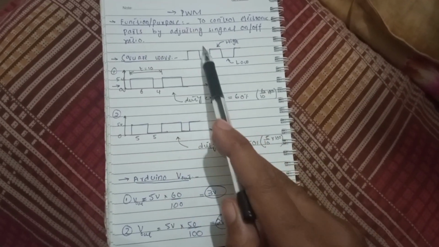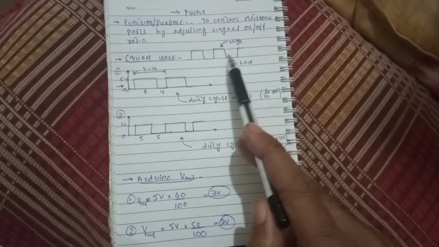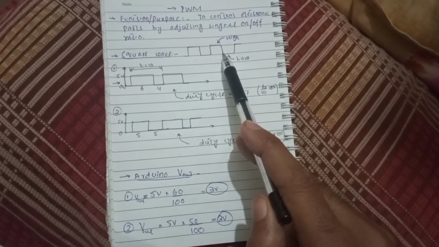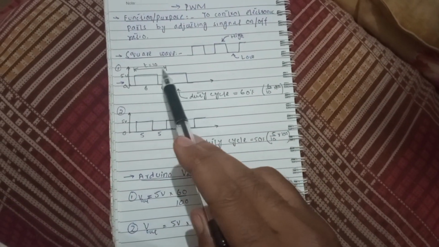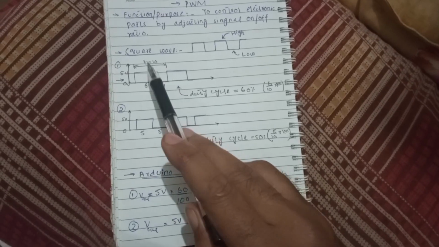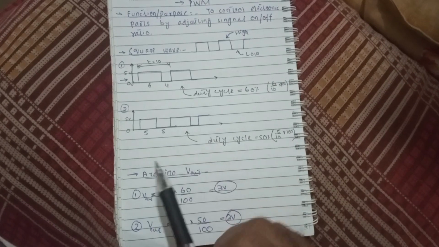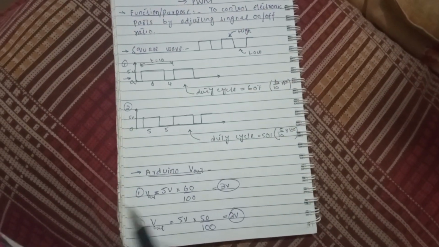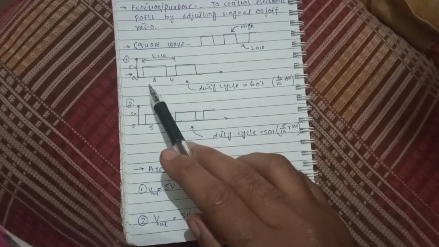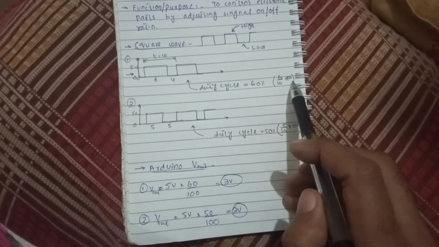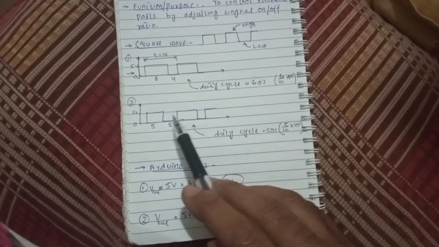And here we have the square waveform. We know that it has two levels, higher level and low level. And we have two cases. In this case we have time duration 10, and high level time is 6, low level time is 4. So in this case we're gonna get a duty cycle of 60%, because 6 divided by 10 multiplied by 100 is gonna give us 60% duty cycle.